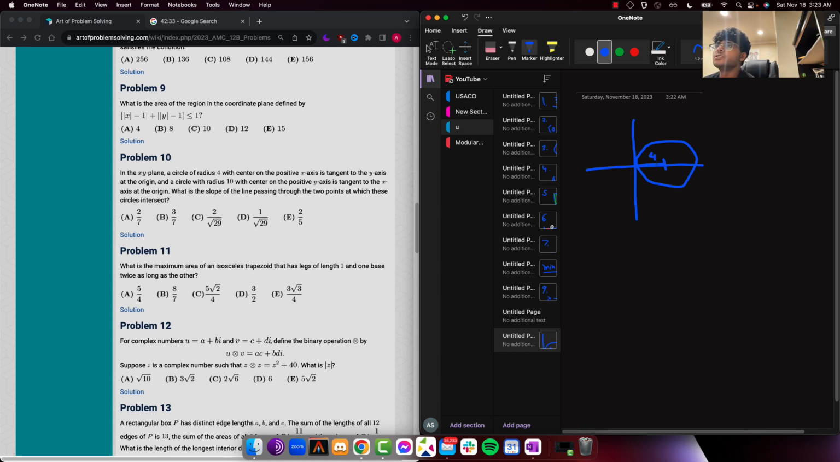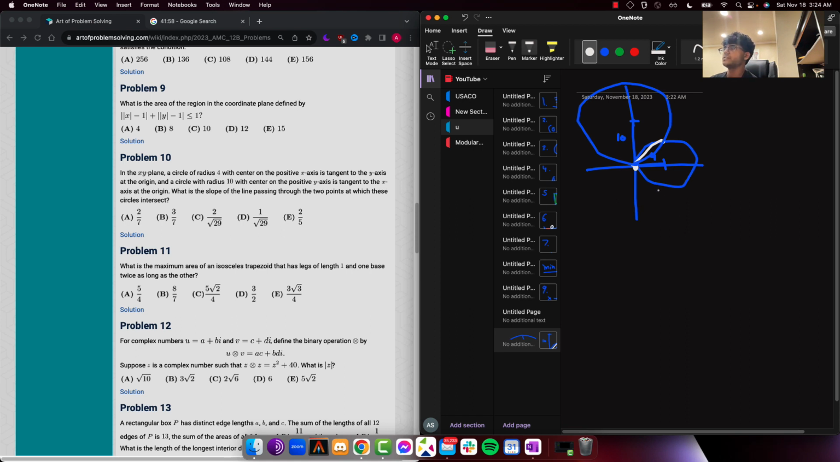And then a circle of radius 10 is tangent to the x-axis at the origin, so it looks like this. Maybe something like this, right? This is 10. What is the slope of the line passing through the 2 points at which these circles intersect? So one of them is obviously the origin, and the other one we have to find. I think we can just bash this out. It can't be too bad.